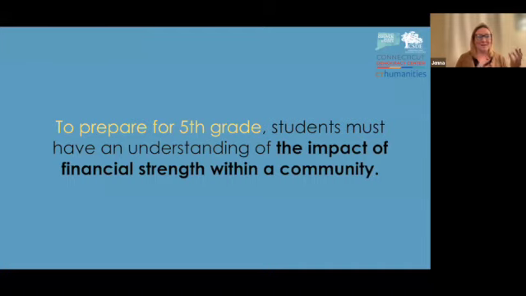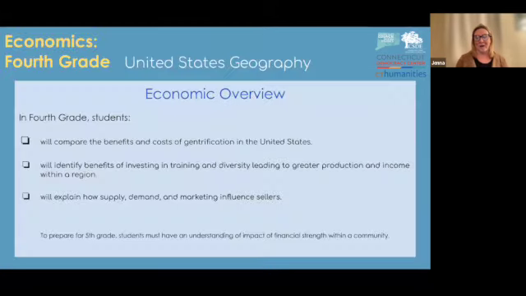And as always, there is foundational knowledge that students truly must gain in each grade level. So in order to be prepared for fifth grade, students truly must have an understanding that there is an impact of financial strength within a community. And this also builds upon the knowledge of goods and services, import and exportation, and all of those wonderful foundations that were set in prior grades.